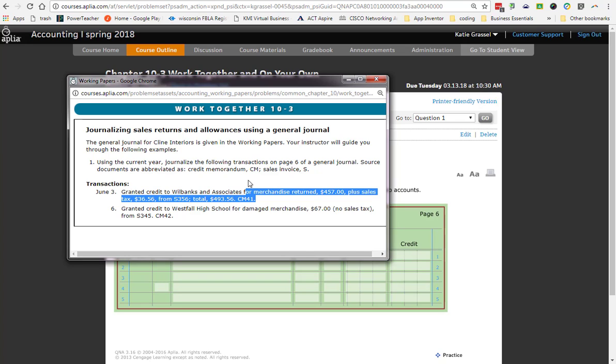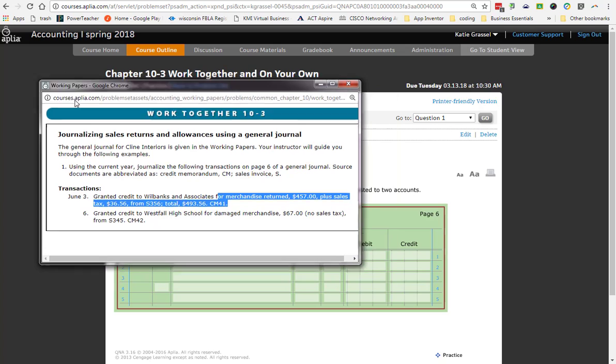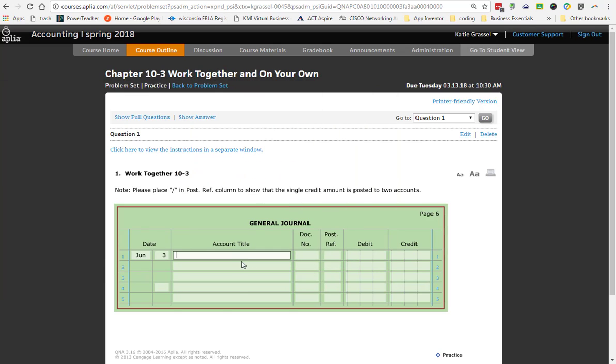So we have to go through and put in there our first account, which is going to be our contra account, which is going to be sales, returns, and allowances. Our document number is going to be CM, standing for Credit Memorandum 41.